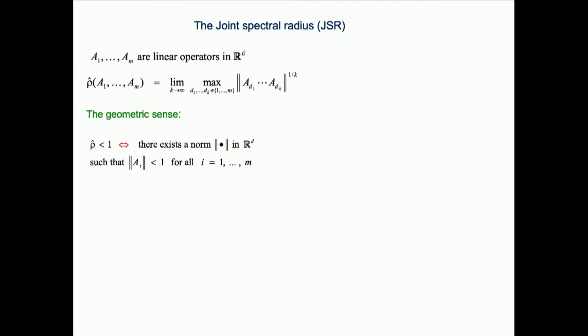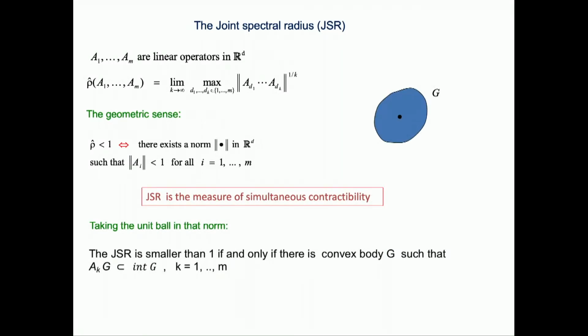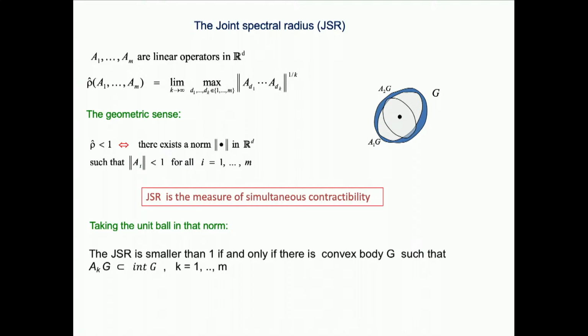There exists a matrix norm, so in the sense of Minkowski, there exists a convex body, symmetric convex body, in which all our matrices are contractions. So there exists a convex body which is mapped into itself by all matrices of our family. This is equivalent to the inequality that the Jones spectral radius is strictly less than 1, and this is equivalent to the stability of the system.